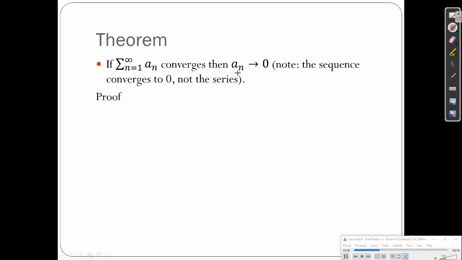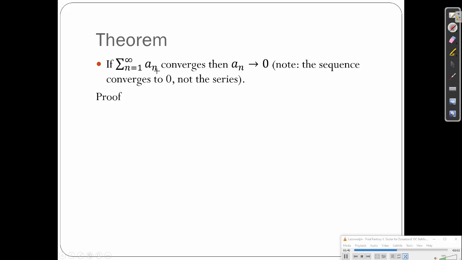Now, it doesn't go the other way. It is not true that if a sub n goes to 0, then the series has to converge. It is necessary that that happens, but it is not the only condition that has to happen for a series to converge. But the other way, if it's not there, then certainly the series does not converge. And that's actually where our useful theorem is going to come from. If not this, then not this.